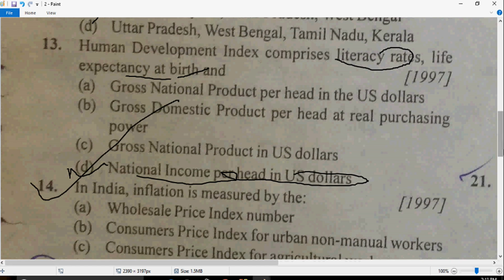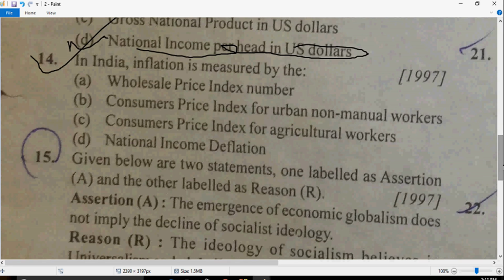Question 14: In India, inflation is measured by the wholesale price index, the consumer price index for urban and manual workers, the consumer price index for agricultural workers, or the national income deflator. On what basis is inflation measured? There is no doubt that inflation means a rise in the general price level over a period of time, with the expectation of a further increase. So it is measured by change in the wholesale price index.